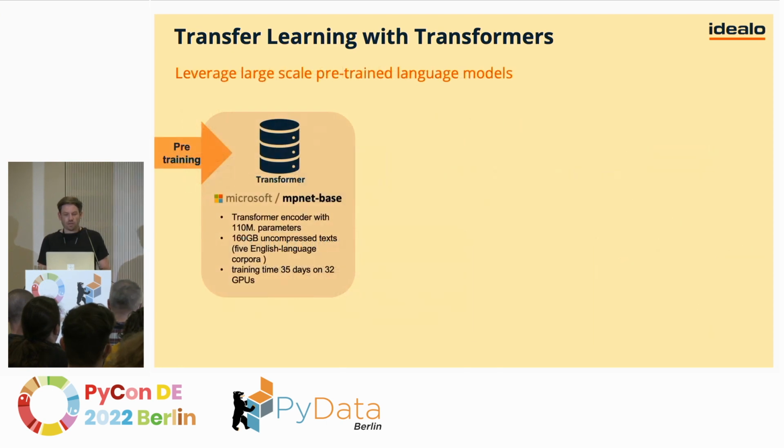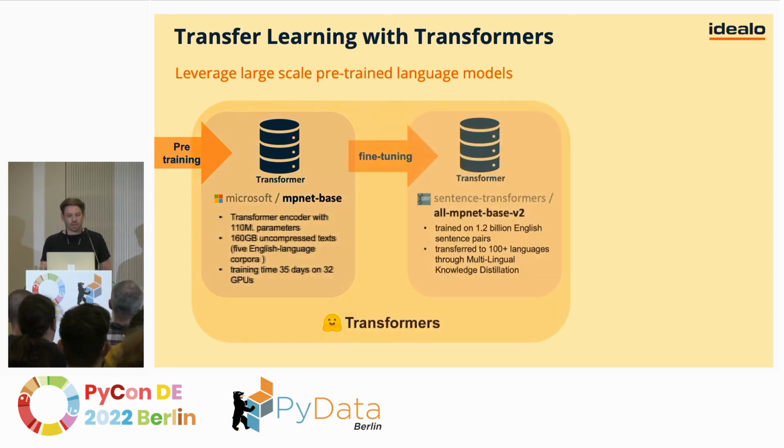As our pre-trained model, we use a model developed by Microsoft. It's called MPNet Base, and it's a transformer encoder architecture with over 100 million parameters. It has been trained on 160 gigabytes of text, over 35 days on a lot of GPUs. And this model has a common understanding of our language.